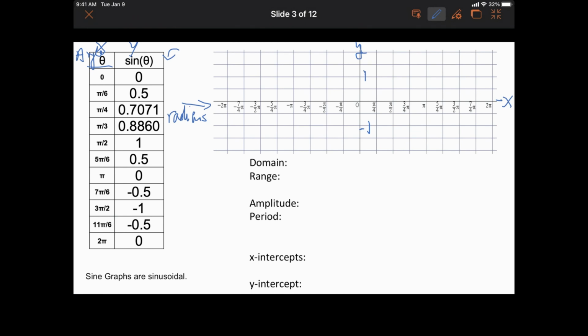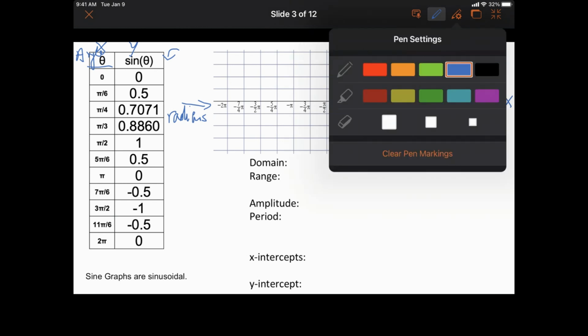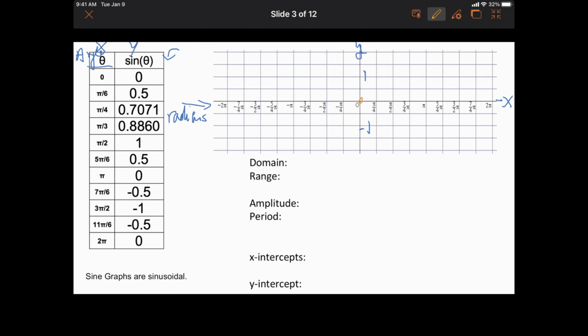So I am going to start here at 0. So this is 0. This is graph in orange. And this is going to be our parent graph. That's 0, 0. A pi over 6. And you're like, Miss Mendoza, I don't even see pi over 6. That's right. But you can see pi over 6 is before pi over 4.